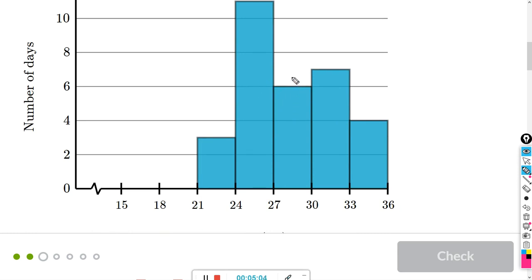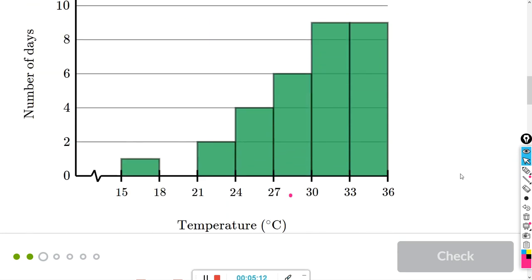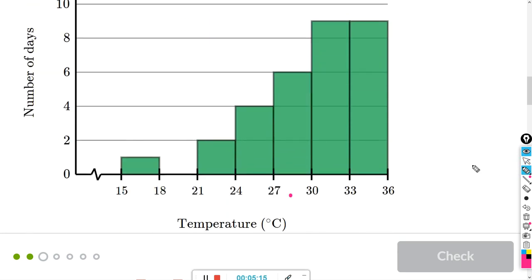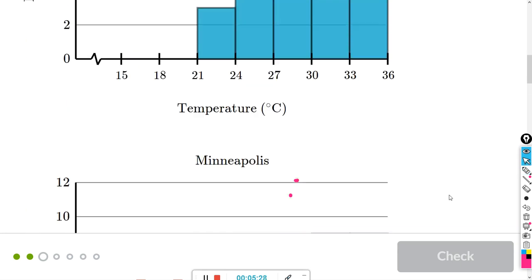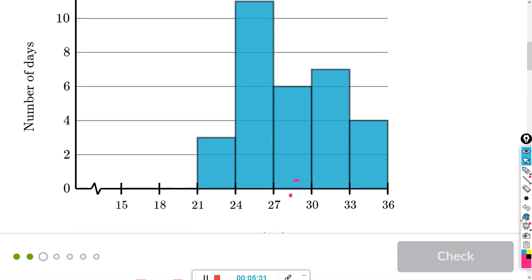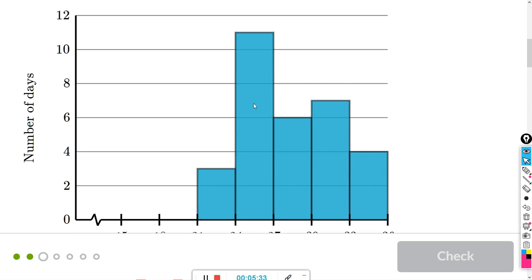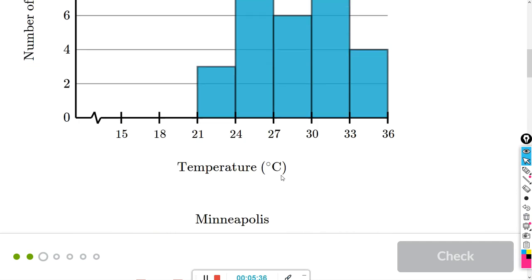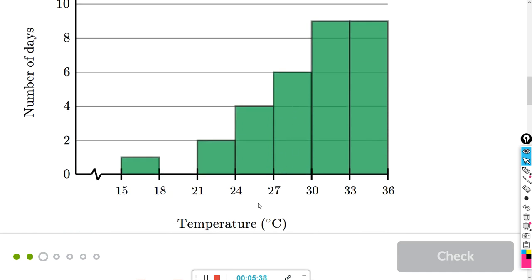And then if you go for Minneapolis, hard to say. I think the center is going to be about the same. I would say this is approximately the center. Let me take a closer look. The center of this one is going to be around here. And the center of this one, again, I think it's still going to be about here. So I say they're about the same. I could be wrong, but it looks to me they're about the same.